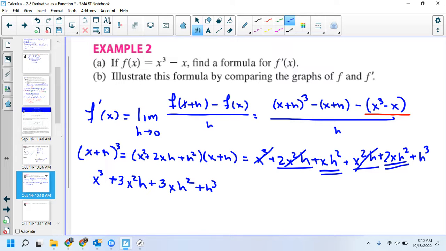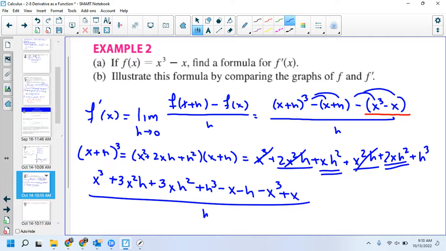Oh, sorry. Now I've got to subtract away. See, this was just the x plus h to the third, minus x minus h, right? Got to go here and got to go here. Minus x cubed plus x. That's all divided by h.